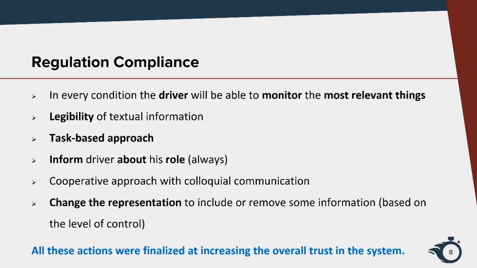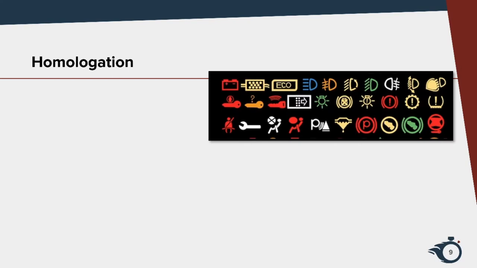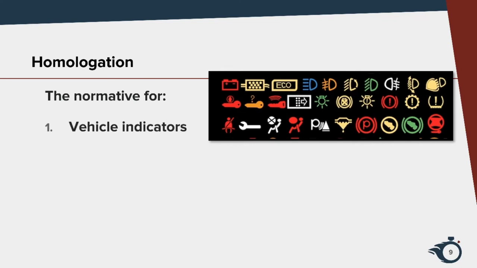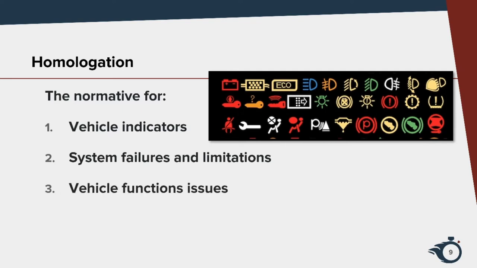But how can we homologate our vehicle? To homologate our vehicle, there are a lot of normative standards that must be followed. These normatives can change in different countries and could be different based on the vehicle type. The normative can group vehicle indicators, for example light indicators, windshield actuators, system failure and limitations, malfunction in brake system, ADAS malfunction, fluid condition, and so on. Vehicle function issues: engine oil pressure, electrical charge, and so on. Comfort information is the last one.